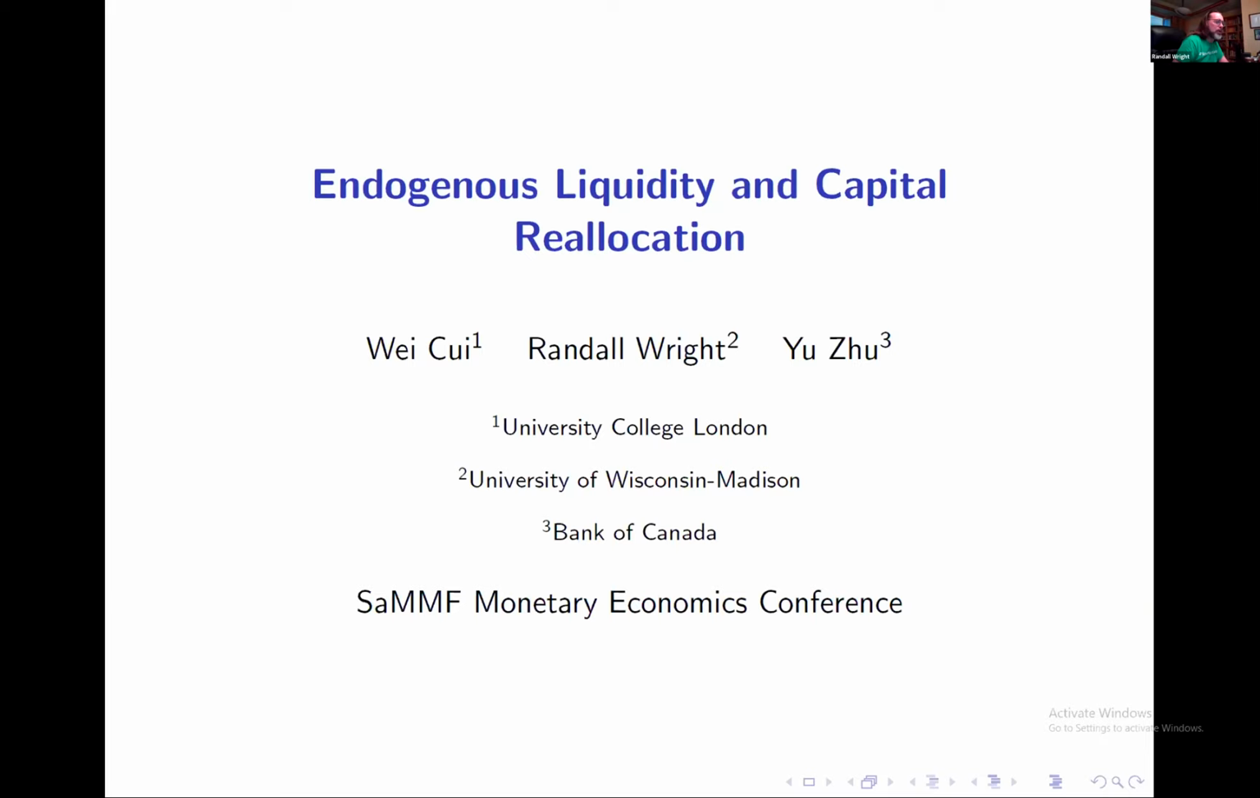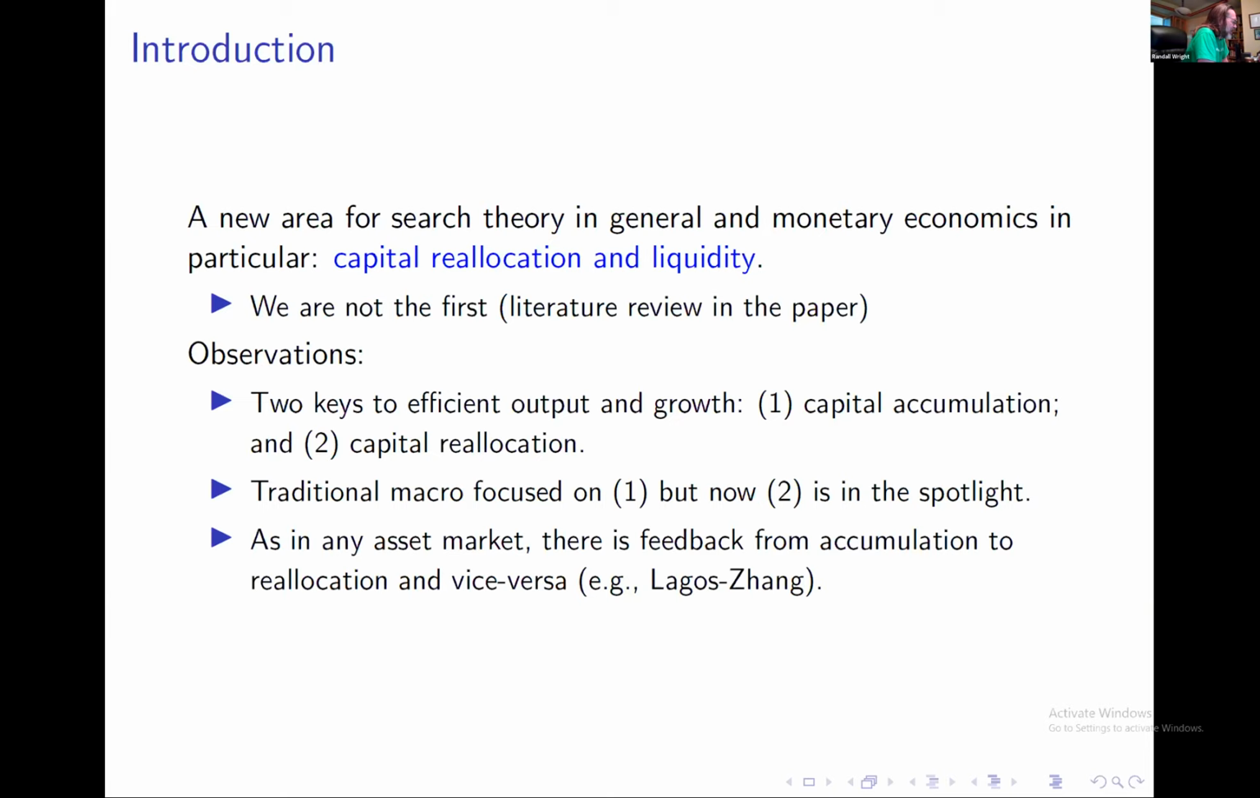Okay, this is work with Wei and you. As you can see, I think they're both out there. And that's about endogenous liquidity, as most of my work is, and capital reallocation. I first became aware of this with Antonello's job market paper. He was applying search theory to capital reallocation, in addition to the standard areas of labor, marriage markets, finance, monetary economics. I thought that was pretty good. So we're going to follow up on that.